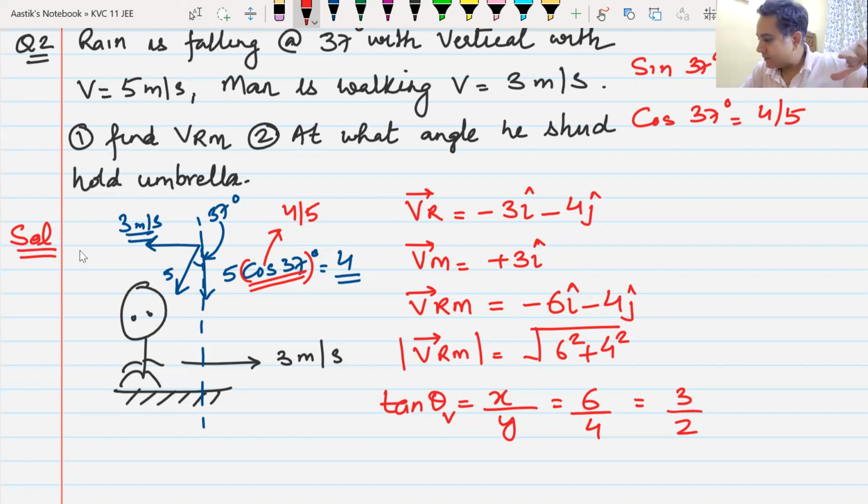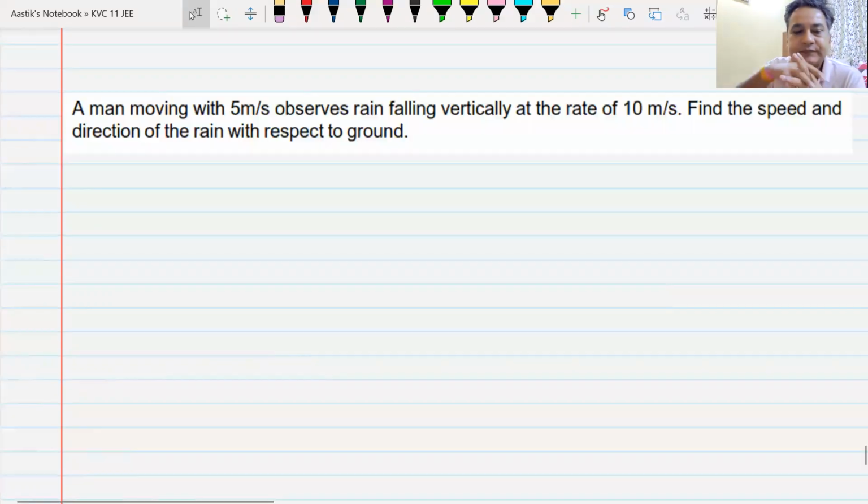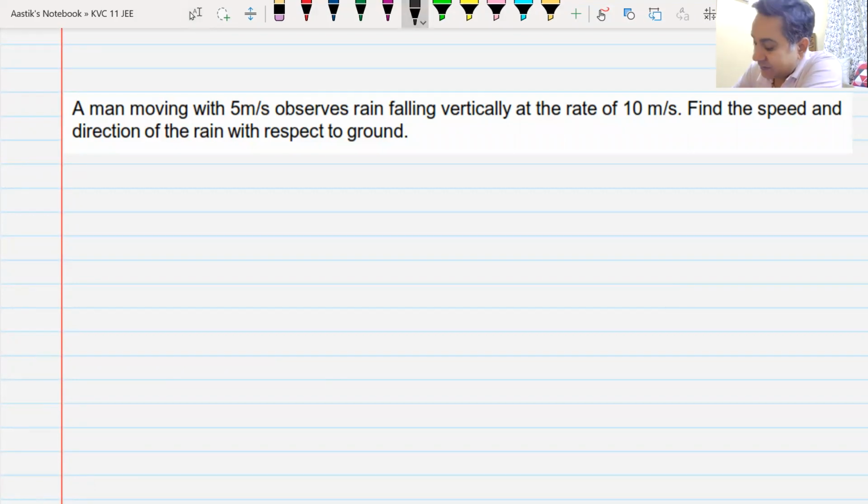Okay, let's see if you can do this one. Now, read the language of the problem and see what is different here. A man moving with 5 meters per second observes rain falling vertically with the rate of 10 meters per second. Find the speed and the direction of the rain with respect to ground. Let's see who can do this.